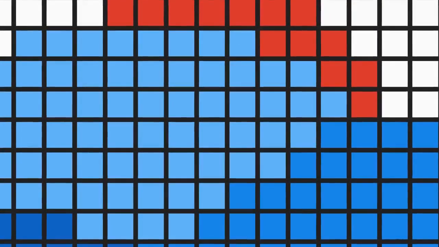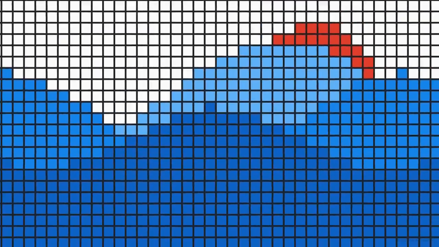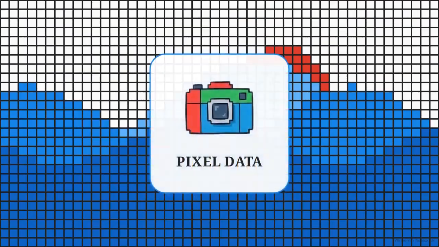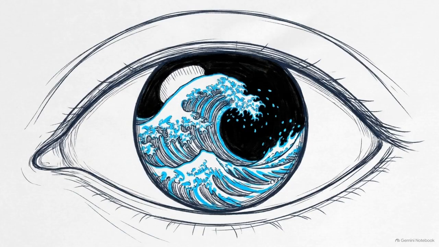If you zoom all the way into a digital image, the smooth shapes disappear, and the whole picture breaks apart into a rigid grid. You'll see that the solid wave is actually made up of thousands of tiny, individual colored blocks. While our eyes naturally stitch those blocks together to make sense of the world, an AI's reality starts by looking at each of those blocks as a separate piece of information. We call each one of those tiny blocks a pixel.